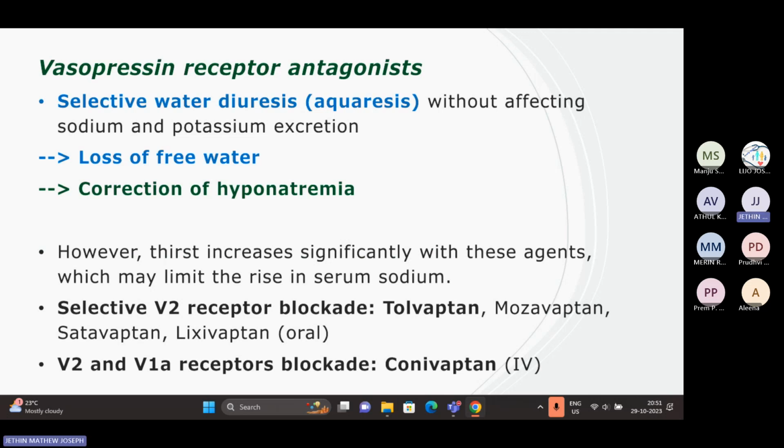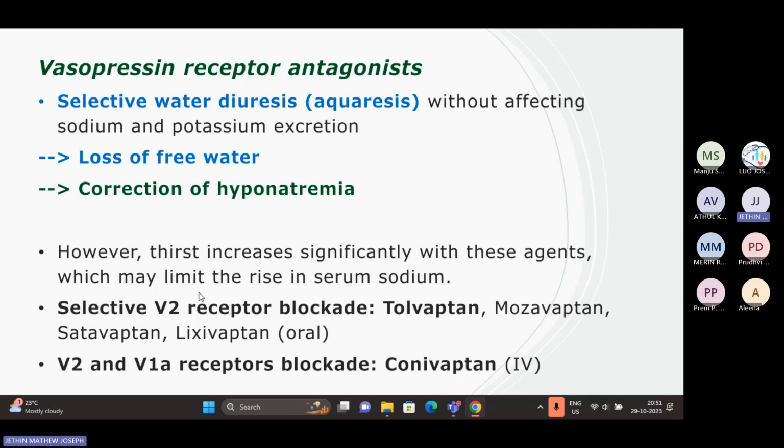And because of this, there is a selective water diuresis. So sodium and potassium excretion is not affected. So this is basically loss of free water. And because of that, there is a correction of hyponatremia because you're concentrating the bloodstream. However, these medications can increase thirst significantly, and because of that, the patient may consume fluids, and this can limit the rise in serum sodium. So that is one thing which you have to keep in mind.